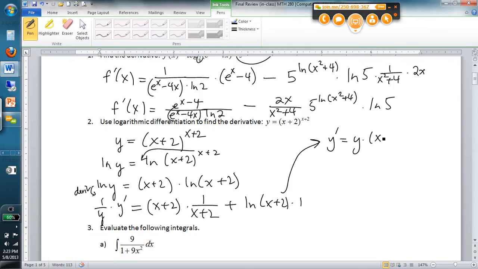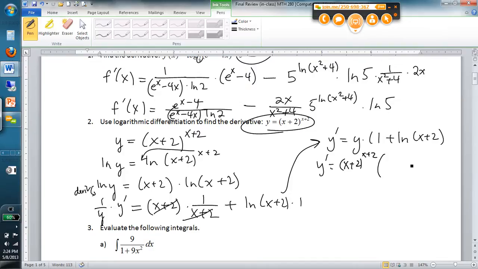Oh, and here's a good thing about this one. This one does cancel, doesn't it? The x plus 2's there do cancel, so that's just 1. And plus ln of x plus 2. And to get the right-hand side in terms of x exclusively, what does y equal? Well, that's what we started with. (x plus 2) to the x plus 2. So that'd be our final answer. Remember that?